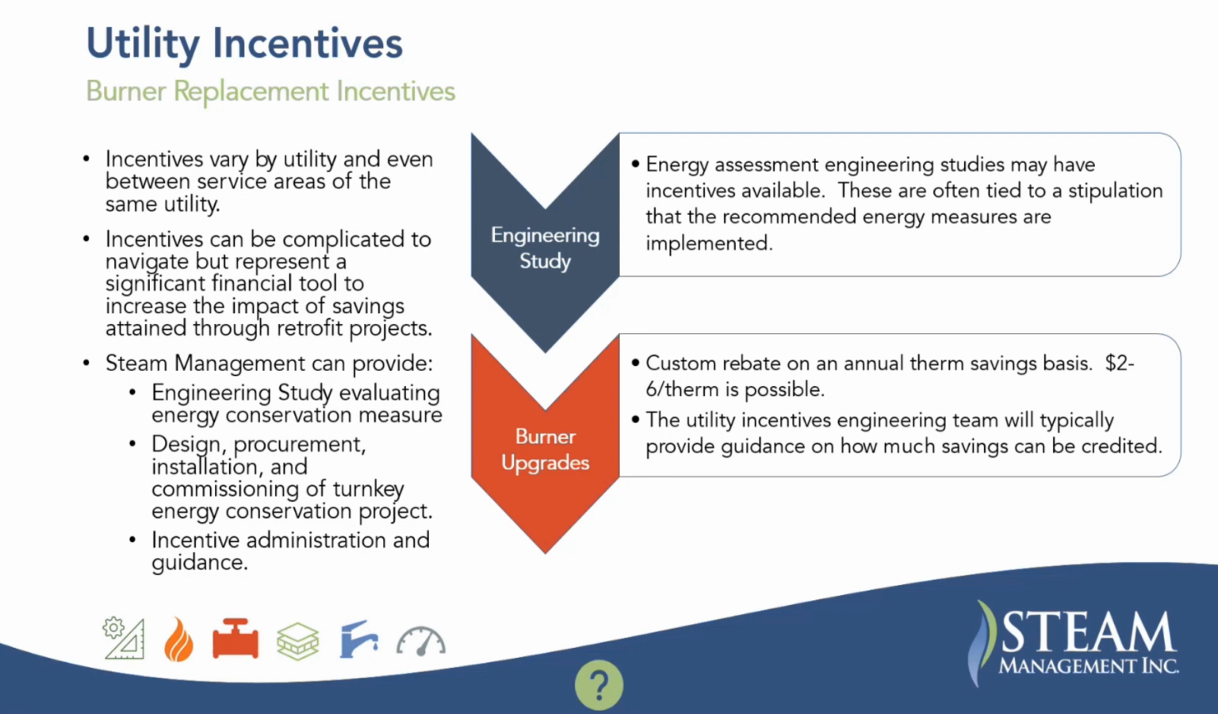It seems to be common for that to be maybe half of the study, depending on the price of the study. It'll have some sort of cap. And then the burner upgrades themselves are usually going to be eligible for a custom rebate based on therm savings. So $2 to $6 per therm is a reasonable figure. And usually the utility incentives engineering team is going to give you some guidance on how much savings they're going to give you credit for.